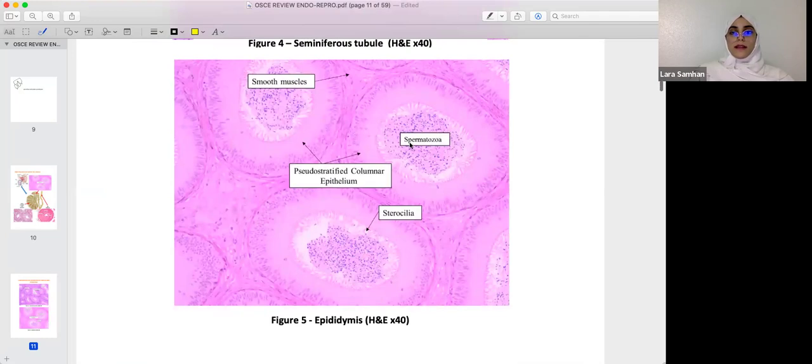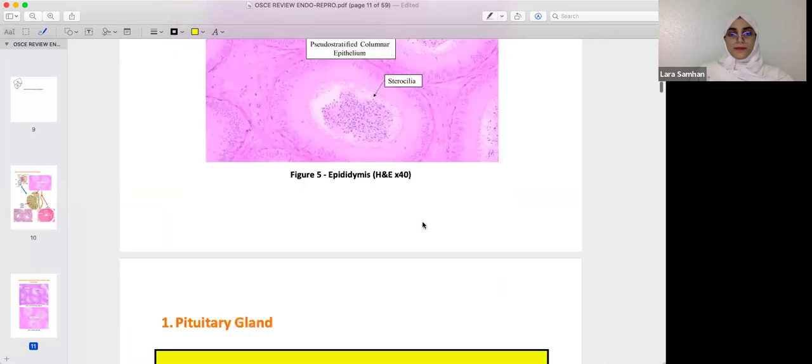So as we said in here, in the lumen, we have the spermatozoa. We have after that the epithelium or the columnar epithelium. And then those epithelial cells have the cilia, which is the stereocilia, and all the way from outside, we have the muscular layer or the smooth muscle.